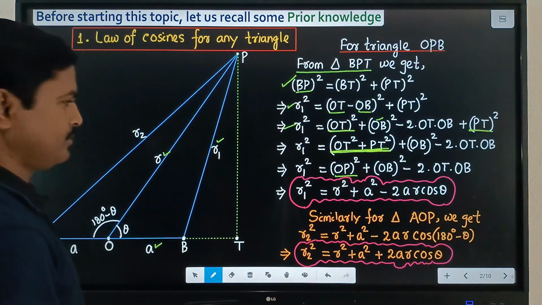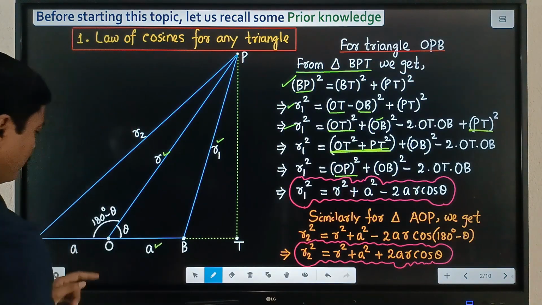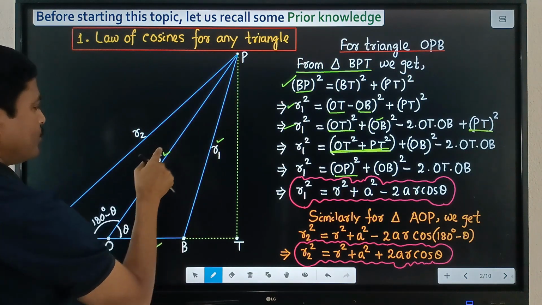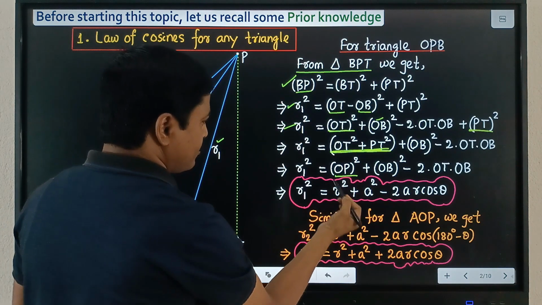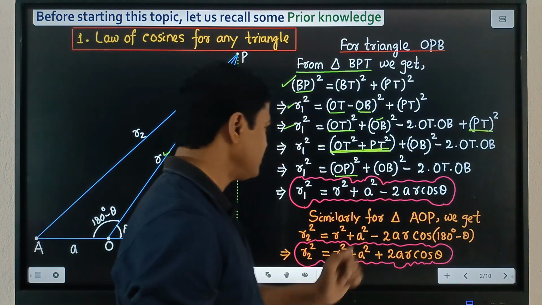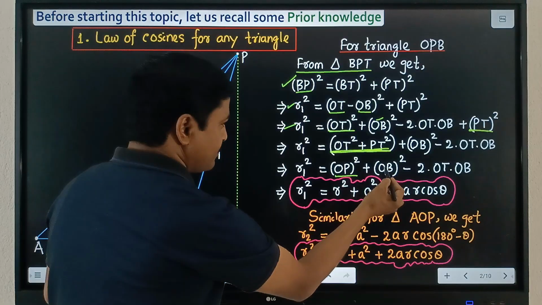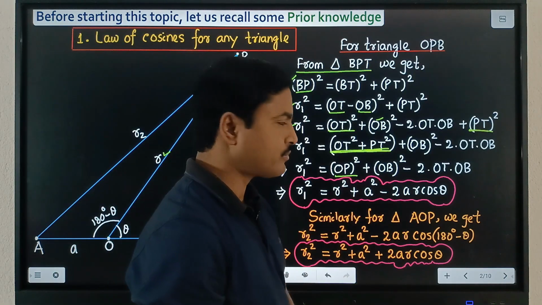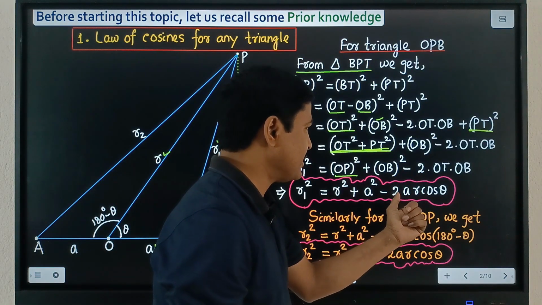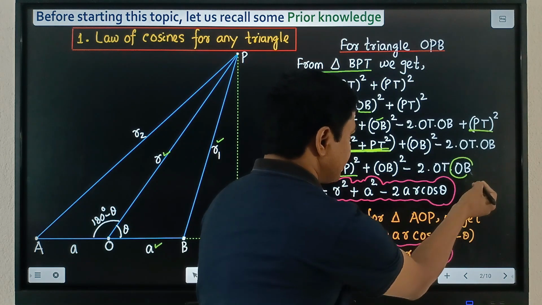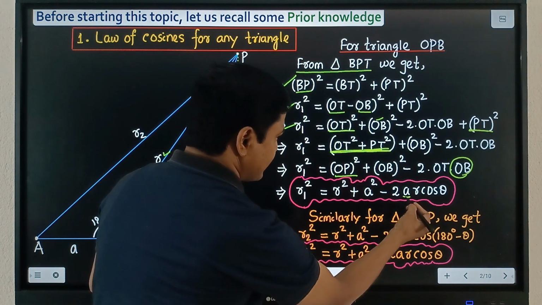Clear? Then, what is OP? O to P, this side, we write R. So in place of OP, we write R. What is OB? This one is OB. In place of OB, we write A. Next, minus 2, we write minus 2. Here OB is there, and in place of OB, we write A.